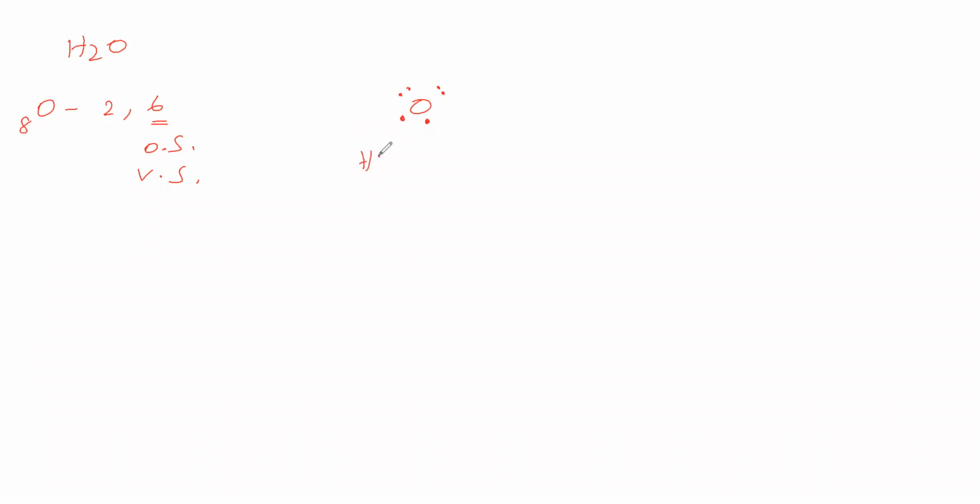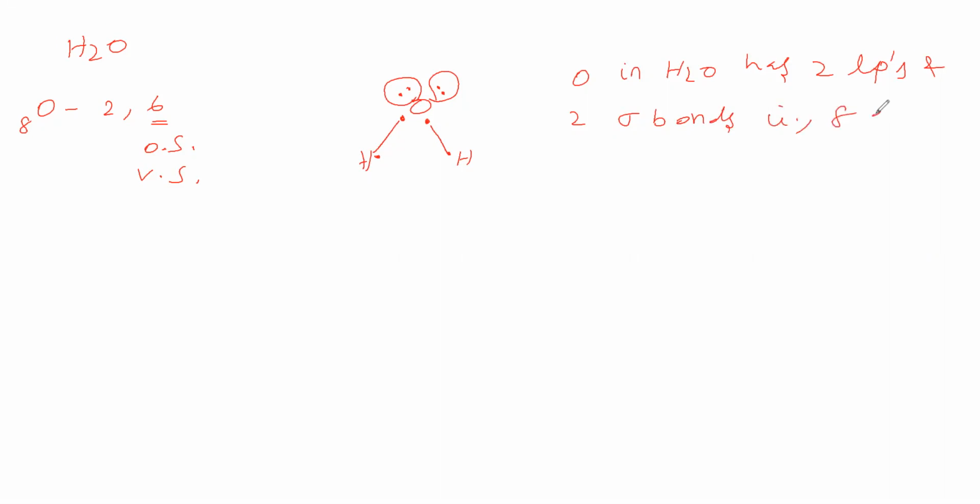Hydrogen atom, if you take, is having 1 electron. Now they are making bond like this. So it is a lone pair, it is also a lone pair. So this oxygen is having 2 lone pairs here. So oxygen in water has two lone pairs and two sigma bonds. Therefore, 8 electrons are present here. 8 electrons means obeying the octet rule.